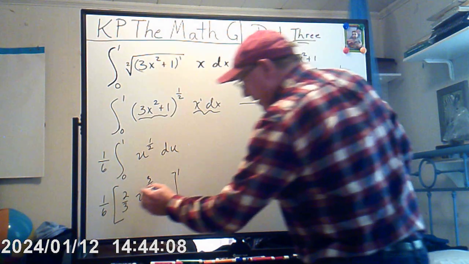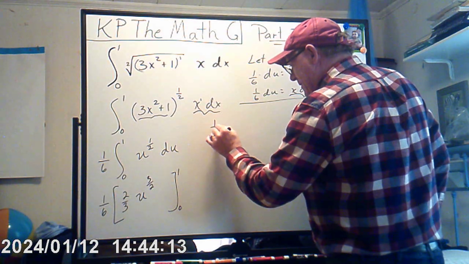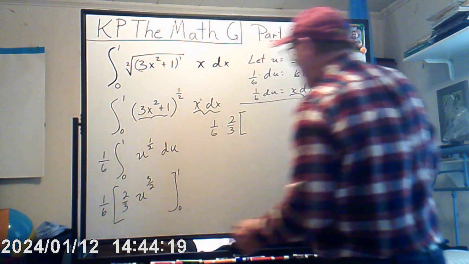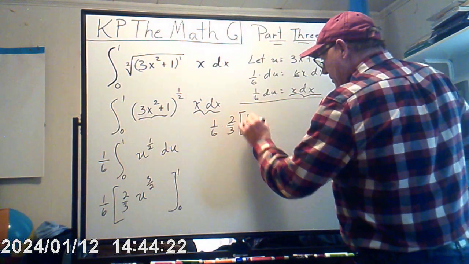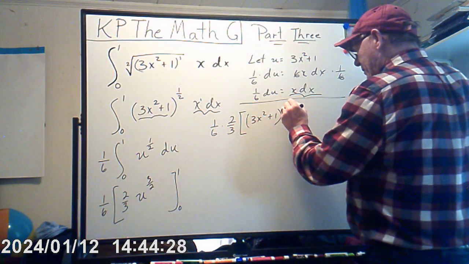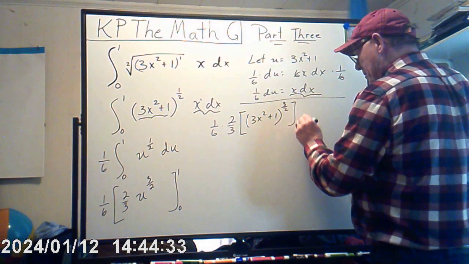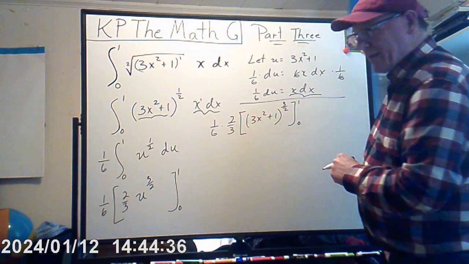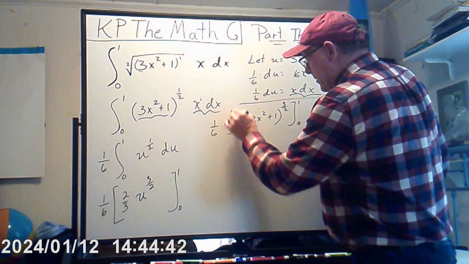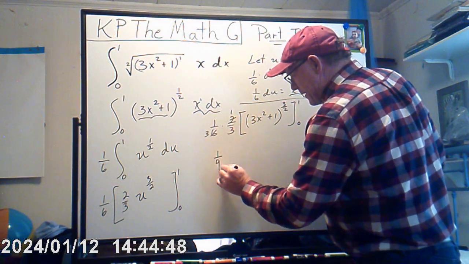Now I can go ahead and multiply this, 1/6 times 2/3. And now I have u, but u is 3x squared plus 1. So 3x squared plus 1, and that is to the 3/2. And I'm still going from 0 to 1. If I multiply this out, I believe I'm going to get 1/9. 2 goes into 2 one time. 2 goes into 6 3 times. 1 times 1 is 1. 3 times 3 is 9.